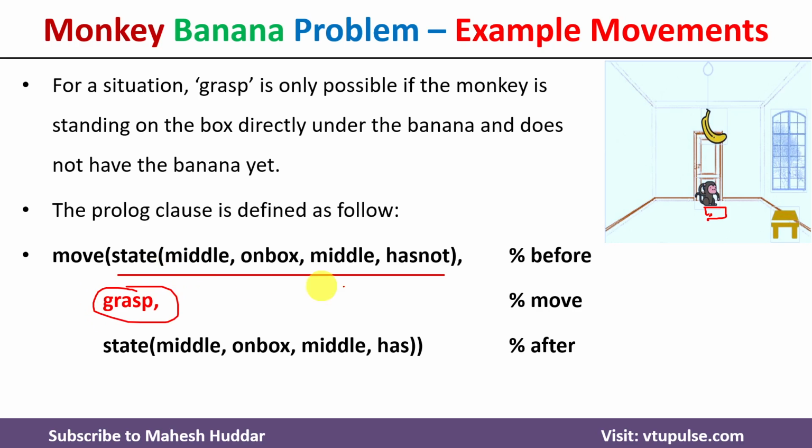And once it grabs the bananas, what will happen? The monkey will be present at the middle on the top of this box, as well as the box will be present at the middle. What will change here? It will get the bananas. That's the reason the has not will be changed to has in this case. So that's the only thing that will change whenever we execute grasp here.